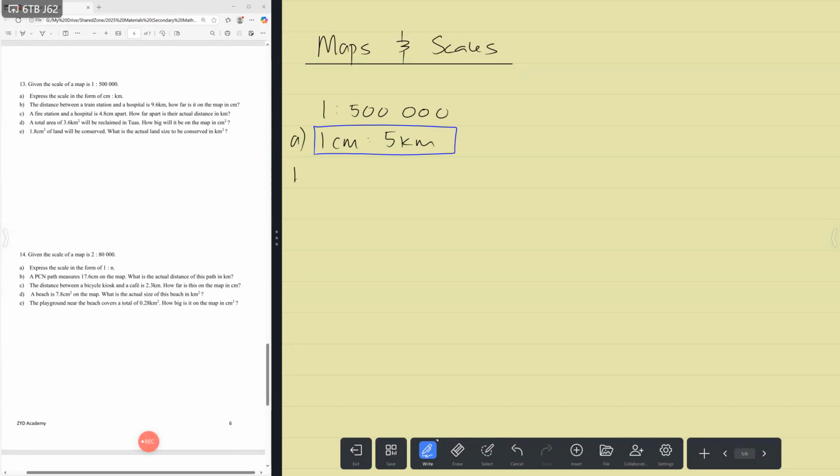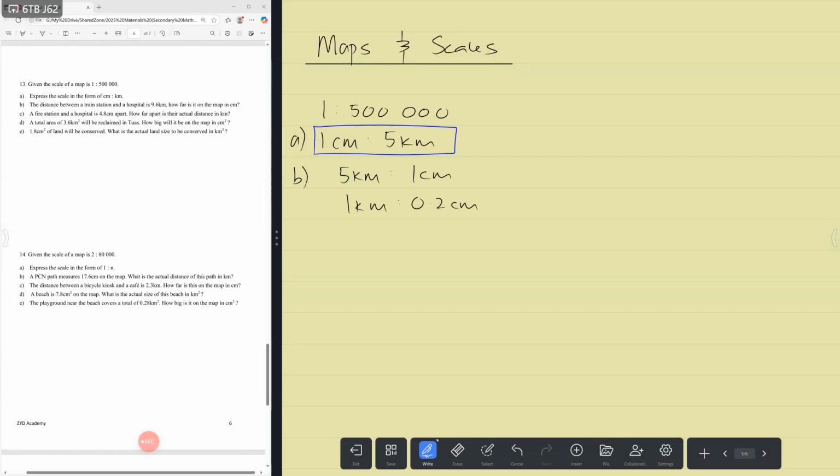And for part B, find the distance between a train station and a hospital on the map in centimeters. Now they tell us that the distance between these two is 9.6 kilometers. So what I'm going to do is flip this scale. 5 km is now 1 centimeter. And I find what is 1 km, which is 0.2 centimeters.